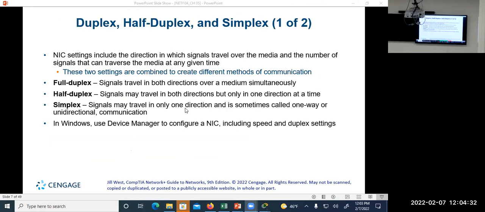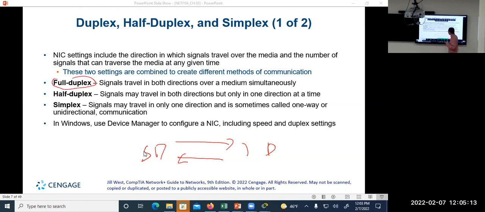Now we have the definitions of full duplex, half duplex, and simplex. The first one is full duplex. Full duplex means signals travel in both directions over the medium at the same time. You have the symbol and the definition here. At one time, you can transmit and receive at the same time. They call it full duplex.